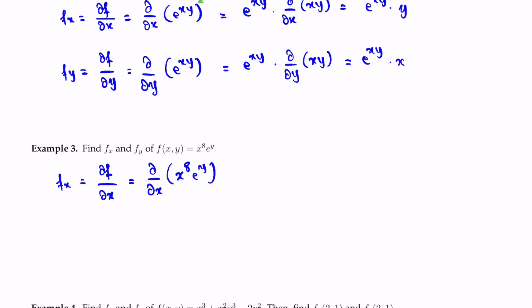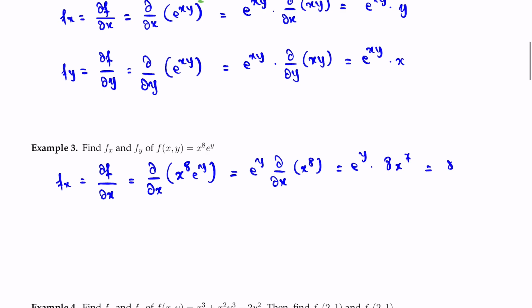That is, you can pull e to the y out of the derivative operation. That is e to the y times partial x of x to the 8. So you take the derivative with respect to x of x to the 8, and you're going to get e to the y times 8 times x to the 7. Or you can rewrite this as 8 times x to the 7 times e to the y.